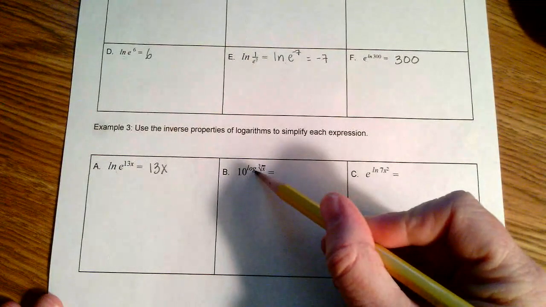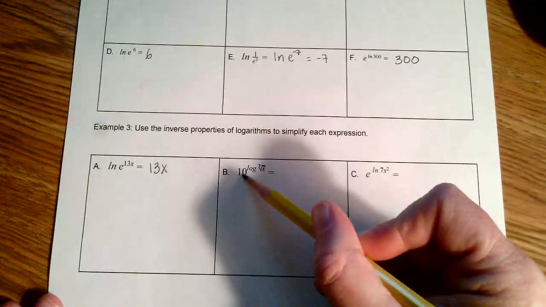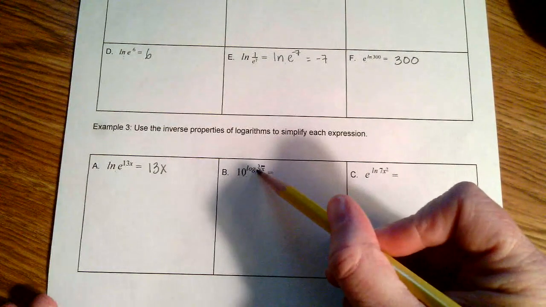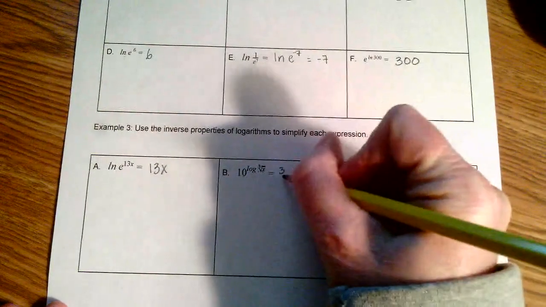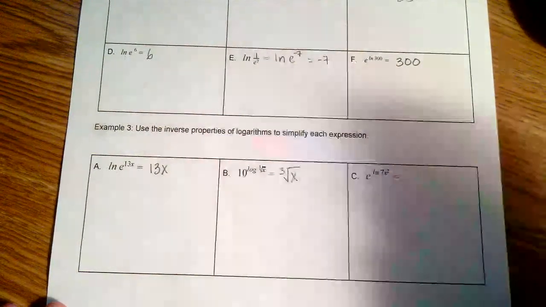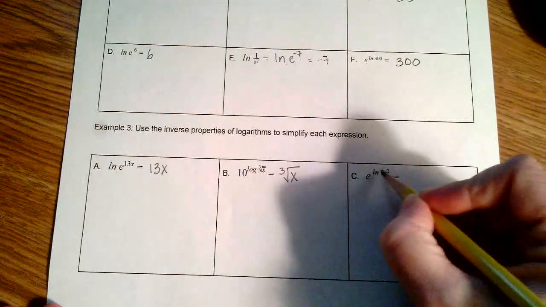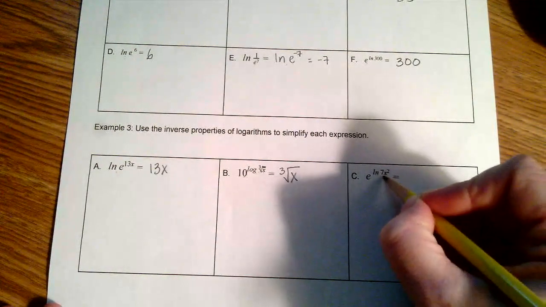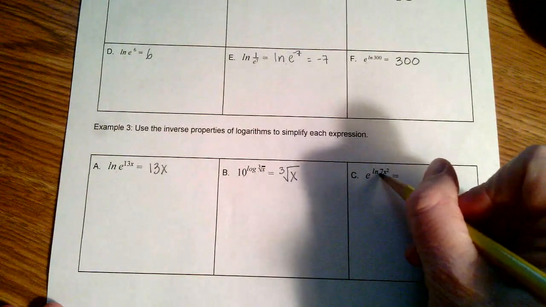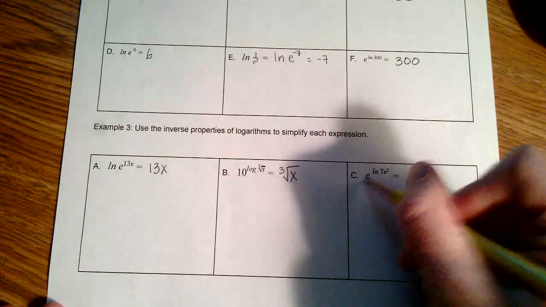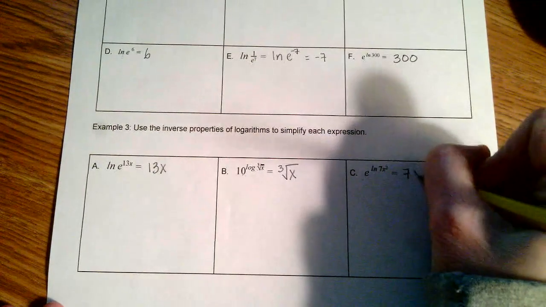10 raised to the log of the cube root of x. Base here is 10. The base here is understood to be 10. These are the properties from yesterday, so this should be the cube root of x. e raised to the natural log of 7x squared. Here, our base is e, our base is e, so using the inverse properties of logarithms, this will be equal to 7x squared.